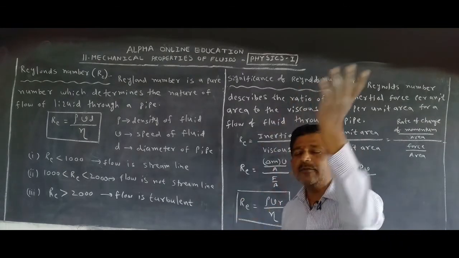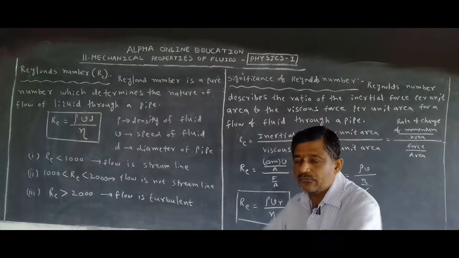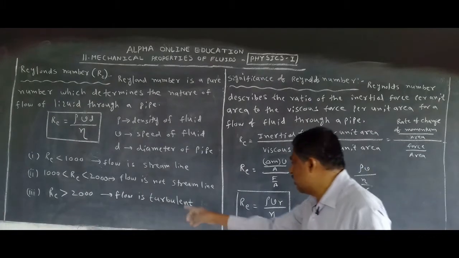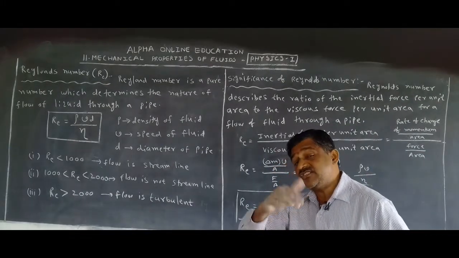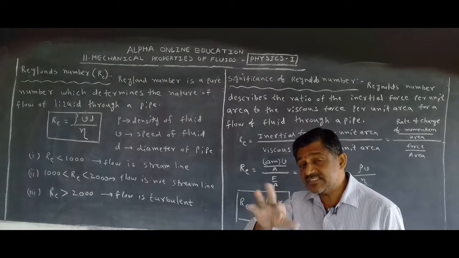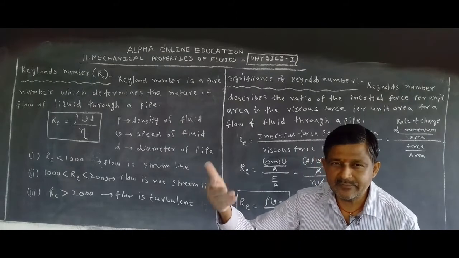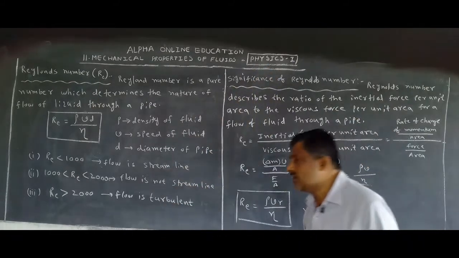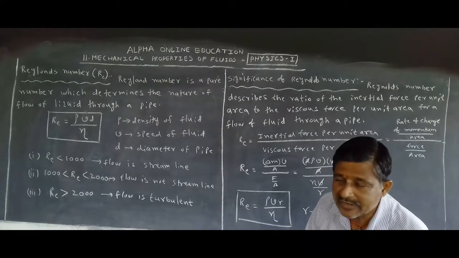If the Reynolds number is more than 2000, the flow of fluid through the pipe is called turbulent. Turbulent means the velocity changes every second, meaning the fluid flows through the pipe with a high speed. It is called turbulent flow. In turbulent flow, the Reynolds number is more than 2000.